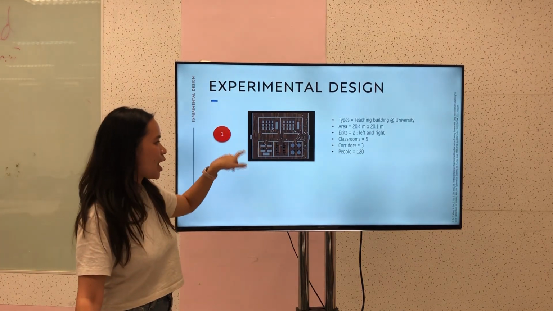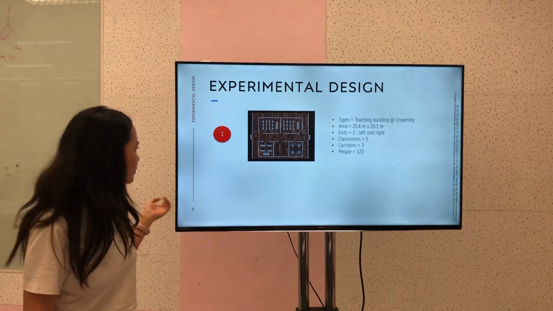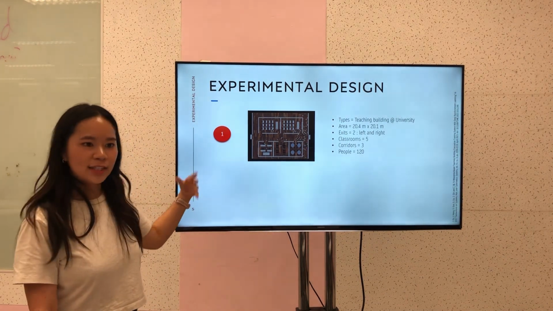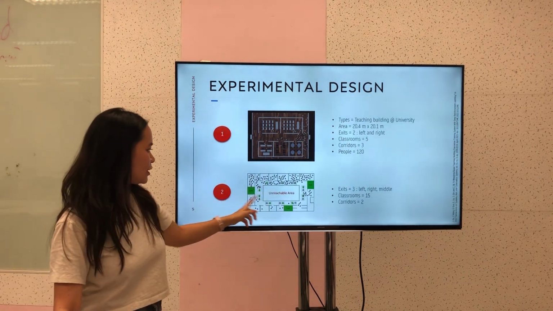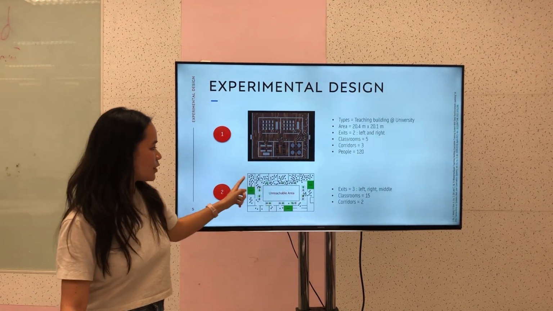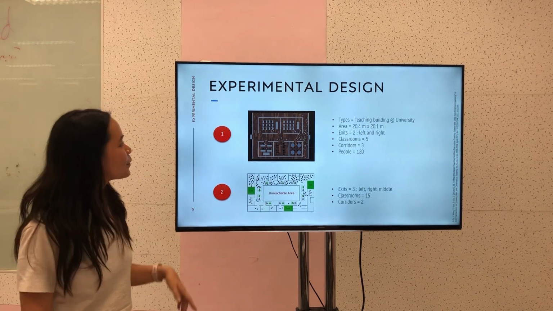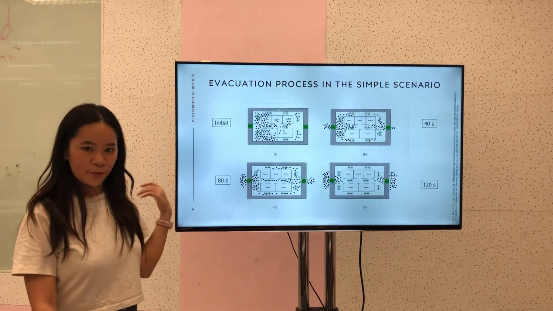And then we have 120 people in here. And to make sure that it actually works, they also simplify a more complex scenario with 3 exits and 15 classrooms, and only 2 exits and classrooms in the simpler one. Let's see the result from the first one.